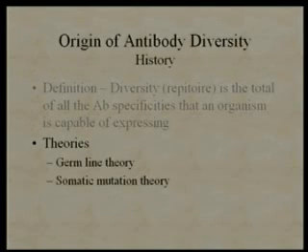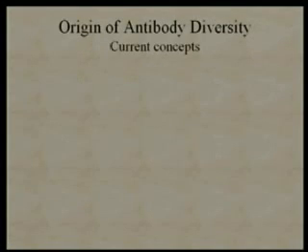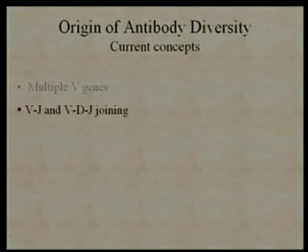So what is our current understanding of how we generate our diversity? Well, clearly, one source comes from the fact that we've got multiple variable region genes. So we've got a number of different genes. That certainly contributes to our diversity. The main part of the diversity, however, appears to be coming from VJ recombination in the case of the light chains and VDJ recombination in the case of the heavy chains.